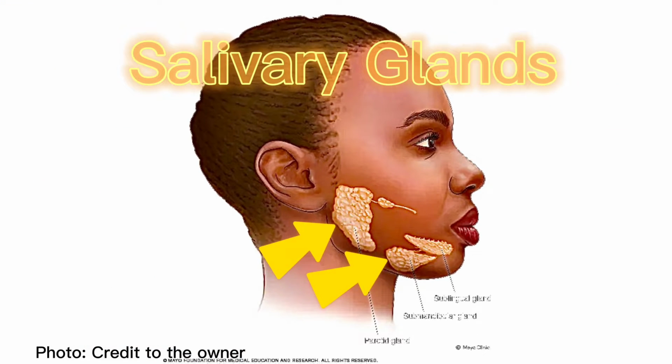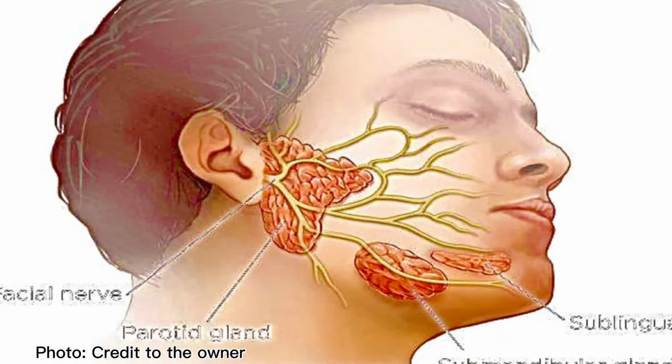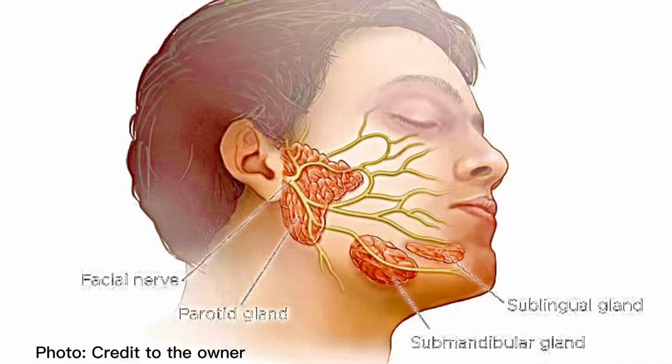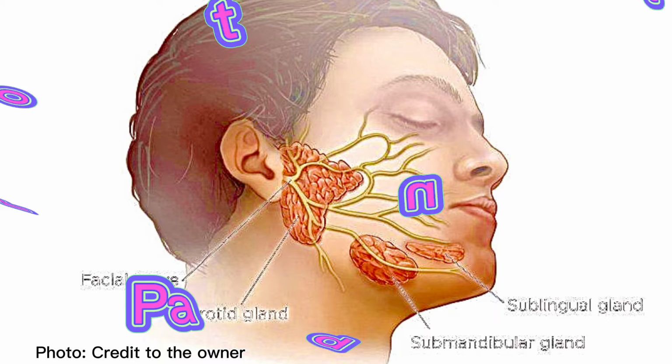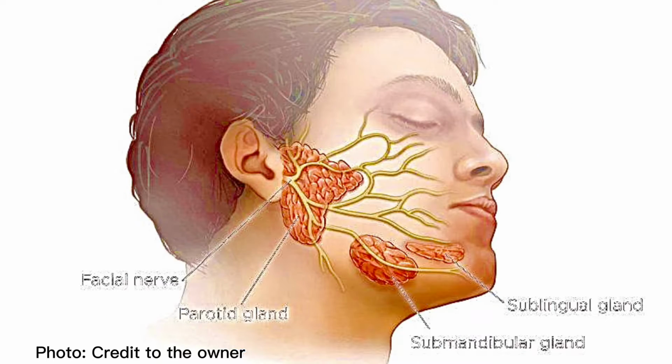Salivary glands produce most of the saliva, which helps in digestion, supports healthy teeth, and keeps our mouth moist. The major salivary glands are the sublingual gland, submandibular gland, and the parotid gland. The parotid glands are the largest salivary glands. They are located just in front of the ears, around the jaw.